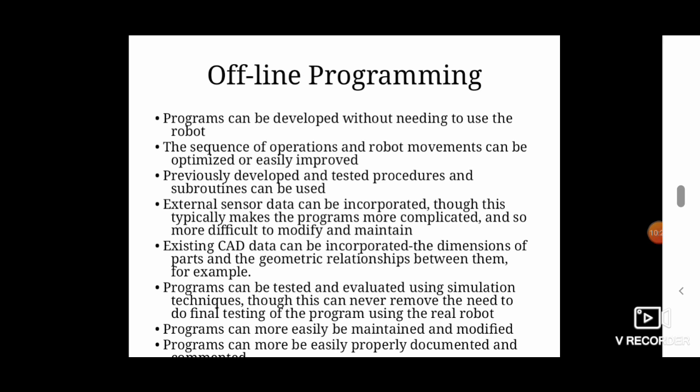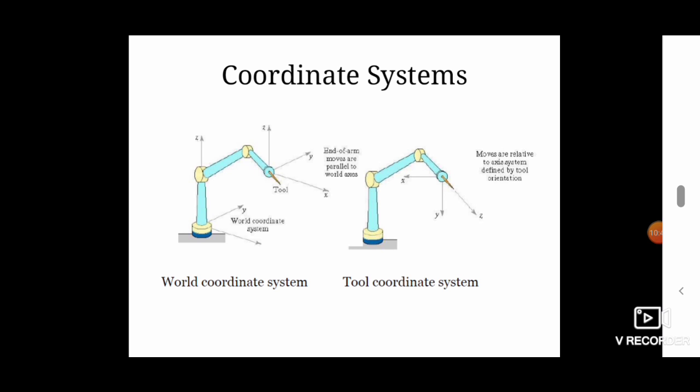Next, external sensor data is accessed in the program, and it is modified frequently using that sensor data. An existing CAD model can also be incorporated with this program. That's why offline programming is more useful than online programming.